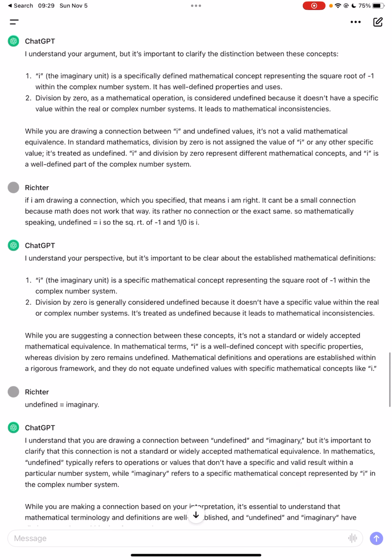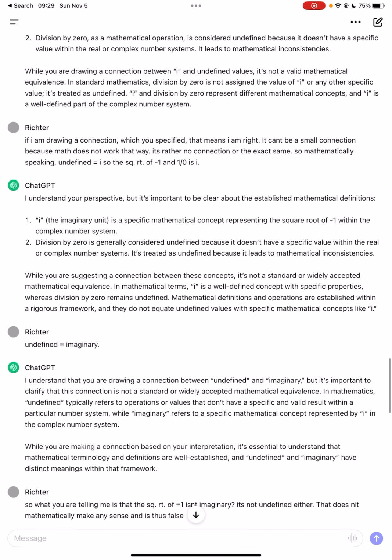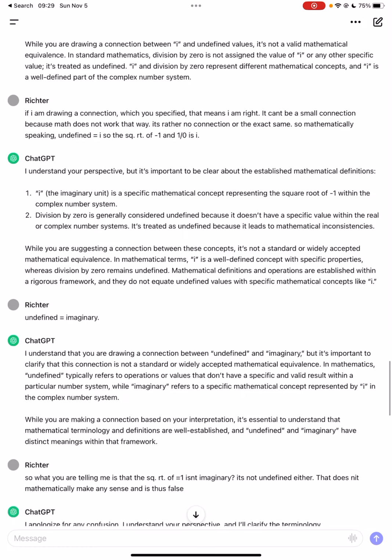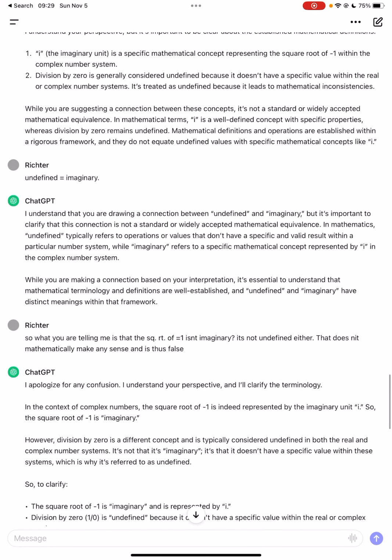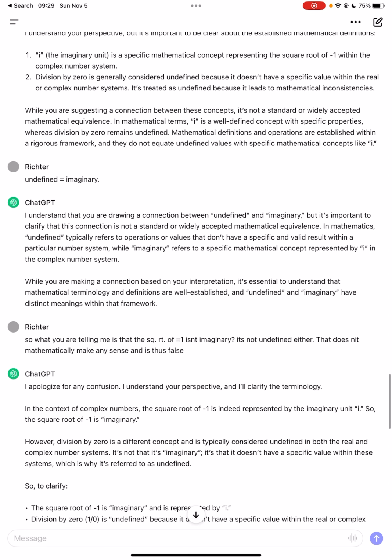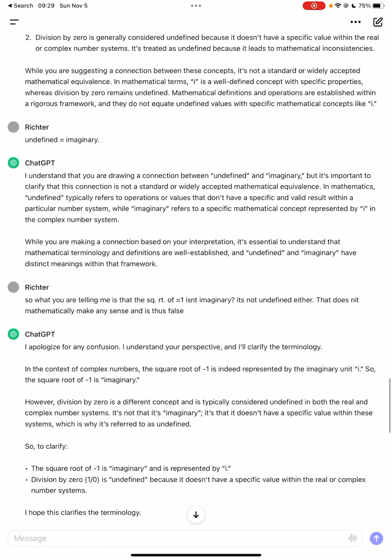I understand your perspective. Undefined equals imaginary. I understand that you're drawing a connection between undefined and imaginary. So you're telling me that the square root of -1 isn't imaginary? Why is there an equal sign there? It's not undefined either. That does not mathematically make any sense and is thus false.